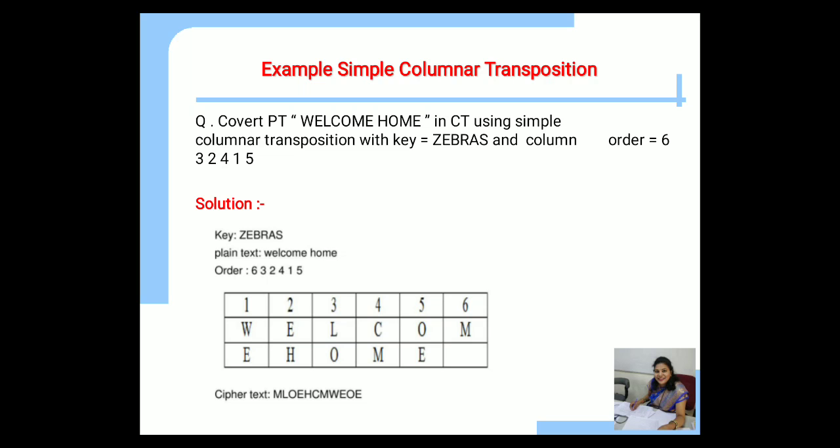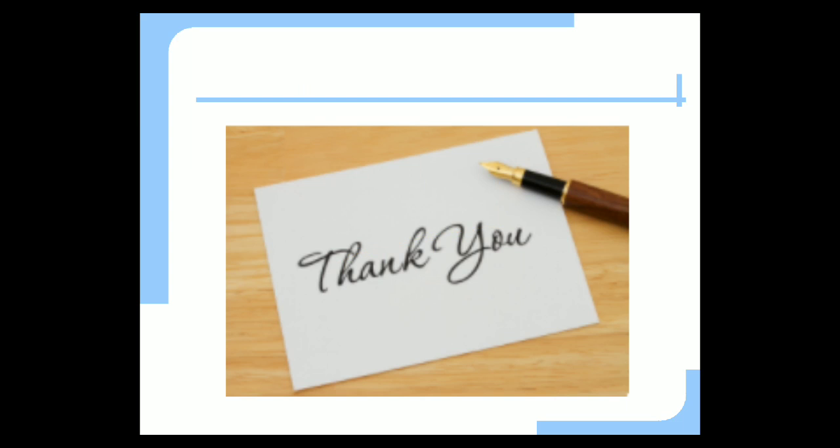then 3. After 6 there is a 3. So in the third column there is LO. Then 2 EH. Then 4 CM. Then 1 WE. Then 5 OE. So we are also going to practice this technique in our live session. Thank you.